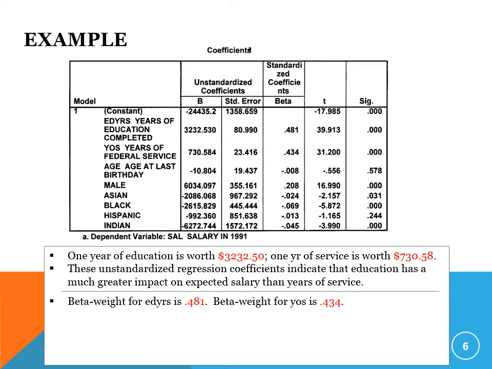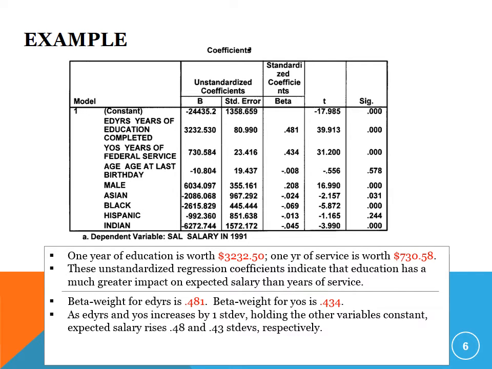So now let's look at the beta weight. You can see in the third or fourth column over, it shows standardized coefficients, and right below it says beta. That's our beta weight column, okay? And we can see for years of education, the beta weight is 0.481. The beta weight for years of service is 0.434. Yeah? So what is that telling us? All right, so remember what I said in the second bullet point to be exact. The unstandardized regression coefficient is telling us that education has a much greater impact, right? 3,200 versus 700. And now with the beta weight, we're seeing that they're pretty close. They're actually almost the same, 0.48, 0.43.